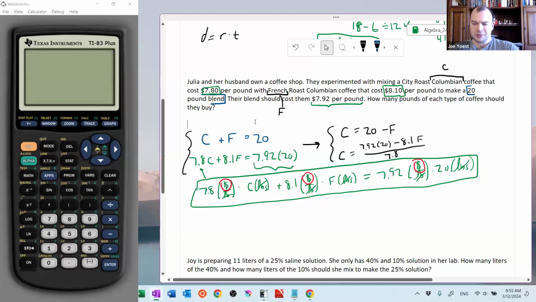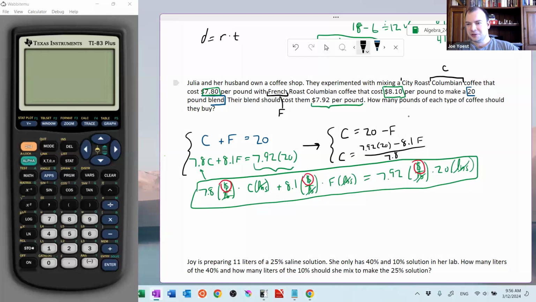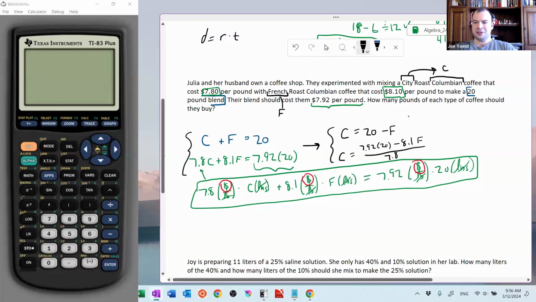Okay, our 5 minutes is up, so let's take a look at this problem. I circled the wrong thing. Let's call the city roast coffee C, and let's call the French roast coffee F. So C will be the number of pounds of city roast coffee that we're mixing, and F the number of pounds of French roast coffee that we're mixing.